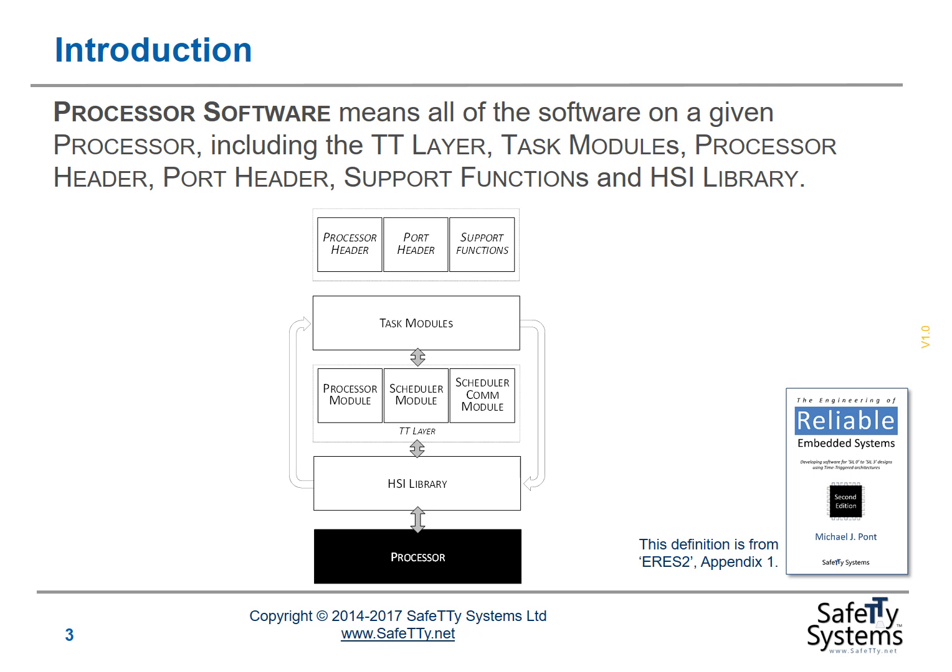As in previous slides, we're going to use some defined terms here. The definitions for these defined terms are given in the ERES2 book in Appendix 1. Our focus here is on processor software. Processor software means all of the software on a given processor, including the TT layer, the task modules, the processor header, the port header, the support functions, and the HSI library. Particular focus will be on the HSI library.